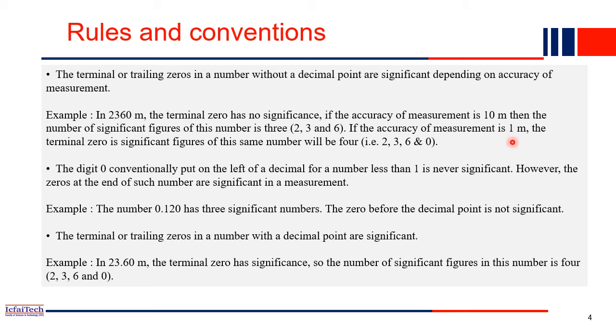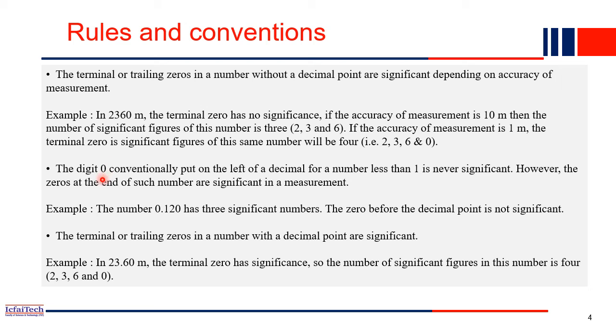So depending on the accuracy, if you are using a more accurate scale, then you have more significant figures, whereas if the accuracy is less, you have fewer significant figures. So that is our rule number 4. Then we have rule number 5.